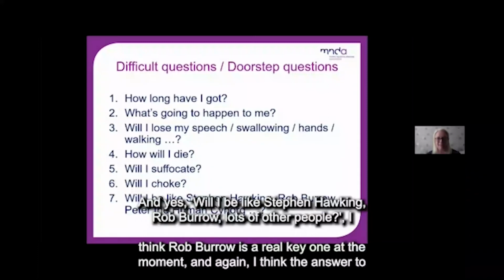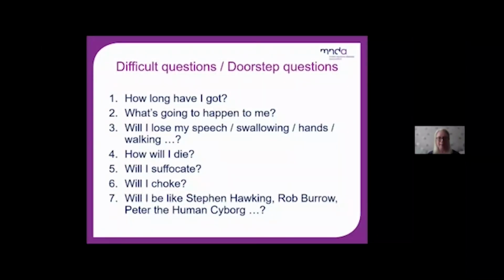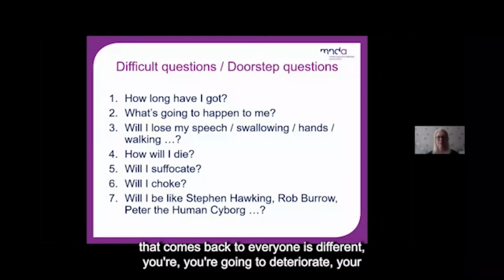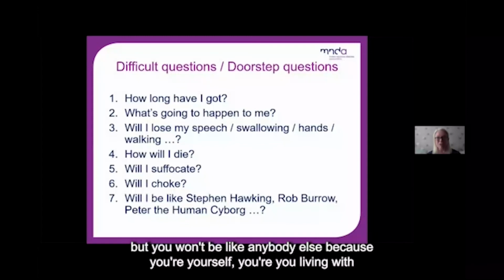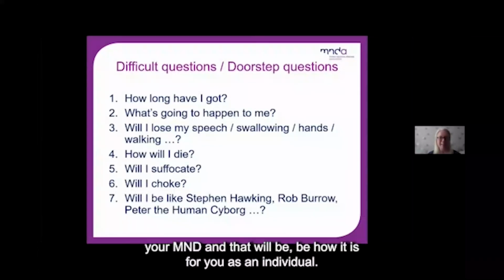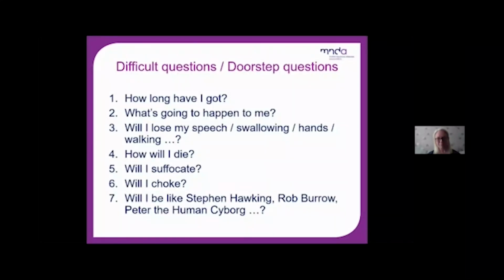And yeah, will I be like Stephen Hawking, Rob Burrow, lots of other people? I think Rob Burrow is a real key one at the moment. And again, I think the answer to that comes back to everyone is different. You are going to deteriorate, your MND is going to progress, but you won't be like anybody else because you're you living with your MND, and that will be how it is for you as an individual.